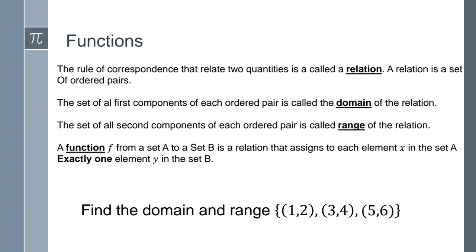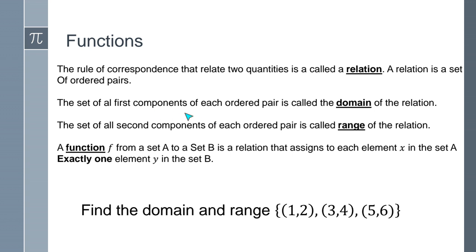So we want to know what is a function. So here are some definitions that we're going to be looking at. The rule of a correspondence that relates two quantities is called a relation, and a relation is a set of ordered pairs. An ordered pair is, for example, 1, 2 here would be an ordered pair.